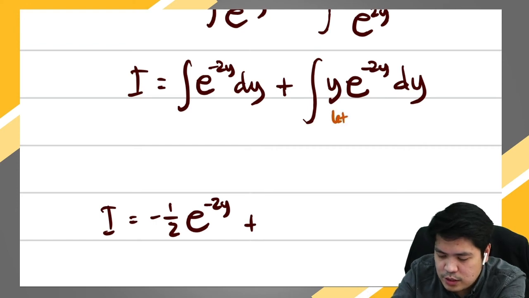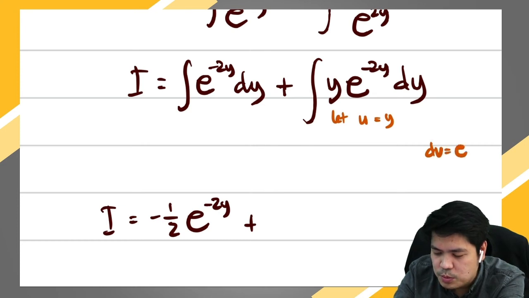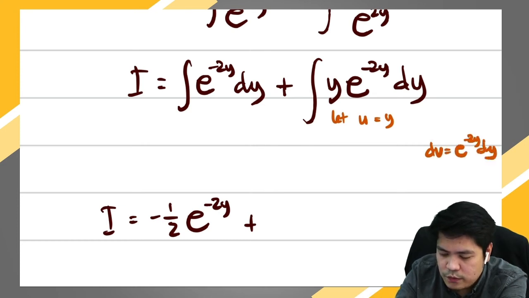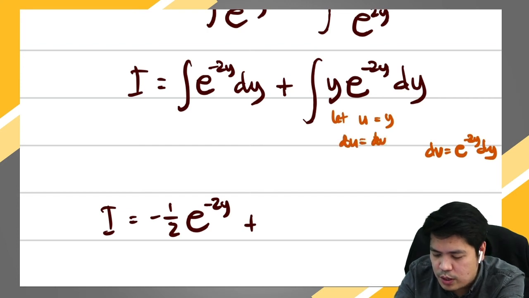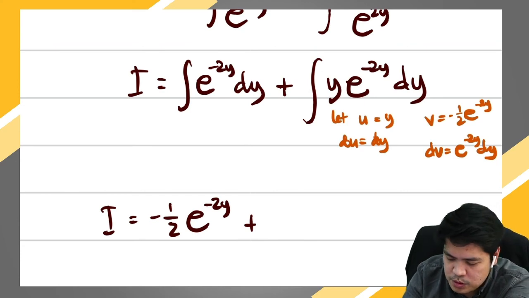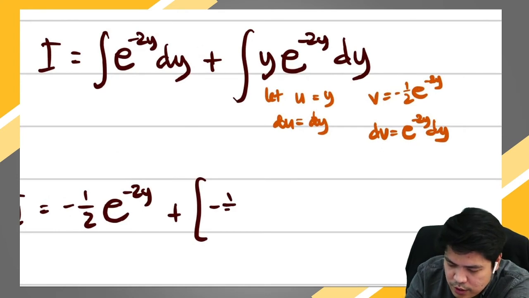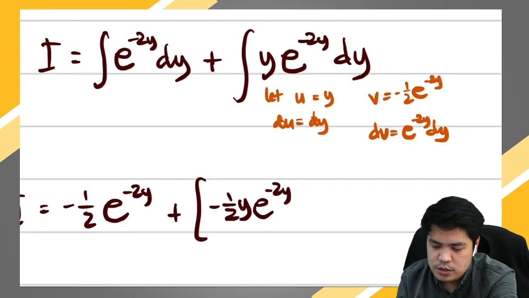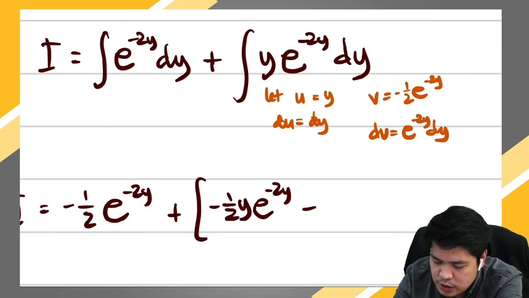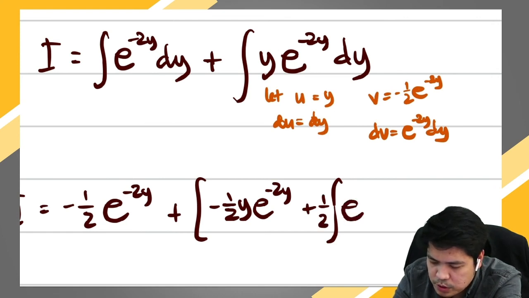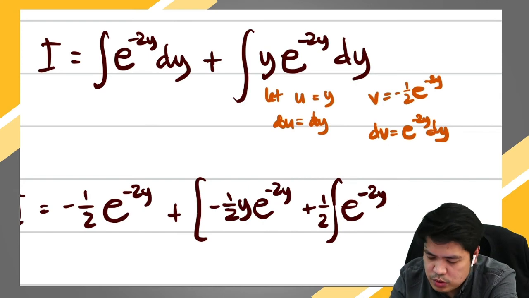So if we let u be equal to y and dv be equal to exponential negative 2y dy, therefore du is equal to dy, and v is equal to negative 1/2 exponential negative 2y. So therefore, this becomes plus uv. So we have negative 1/2 y exponential negative 2y, so uv, minus the integral of v du, so that's negative 1/2 exponential negative 2y du, which is dy.